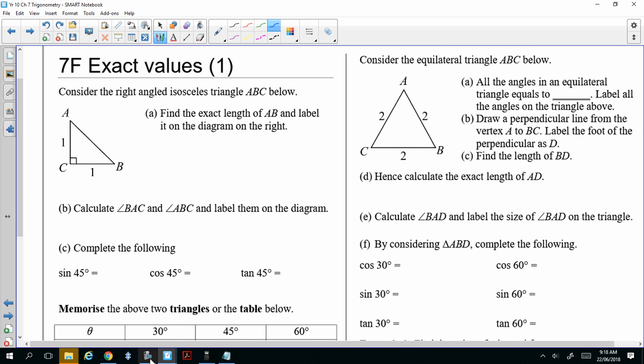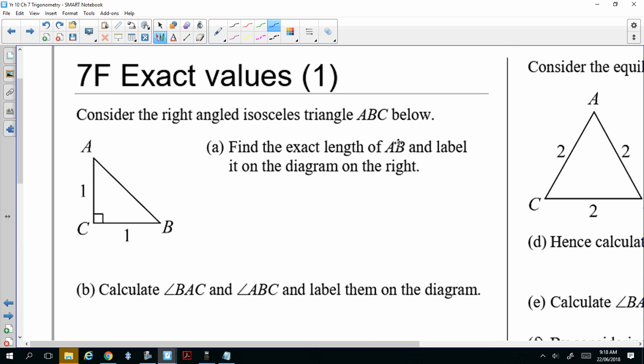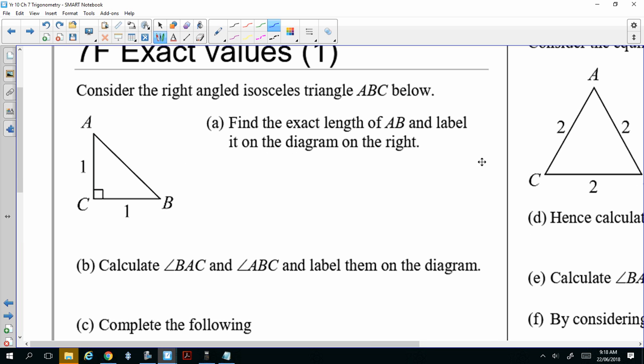So we're going to look at exact values. What we do is consider this triangle drawn in front of you. It is an isosceles right angle triangle, both sides with length 1. We're going to find the exact length of AB using Pythagoras. So you write AB squared equals 1 squared plus 1 squared.